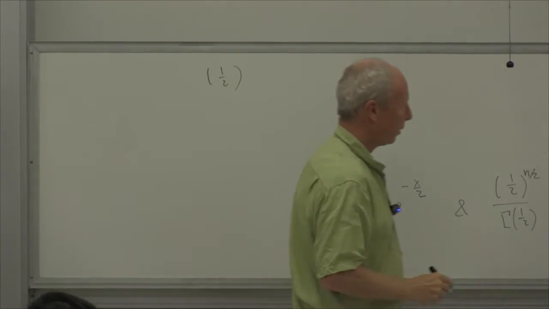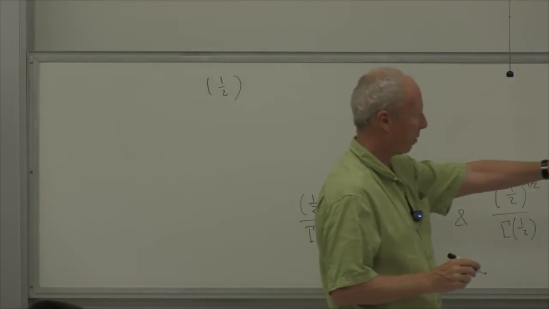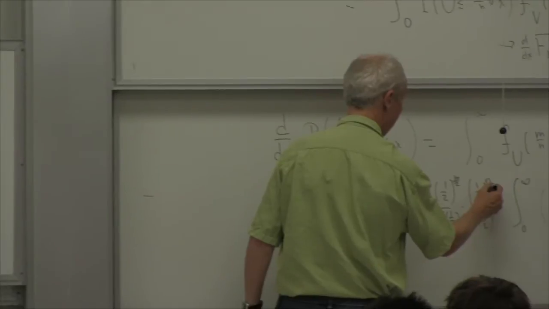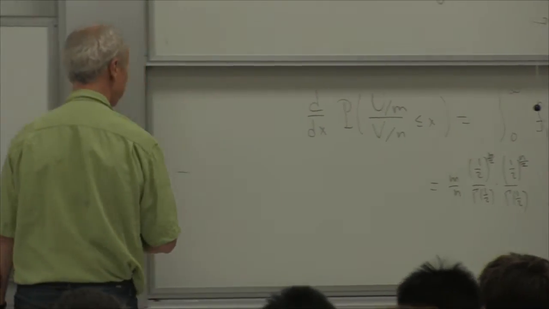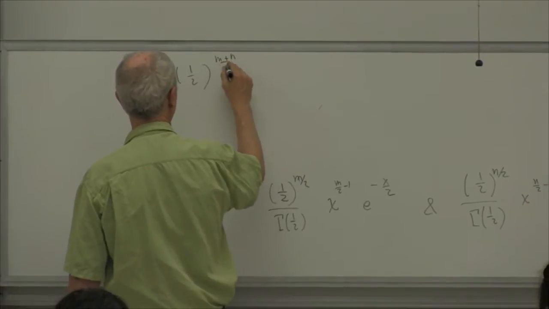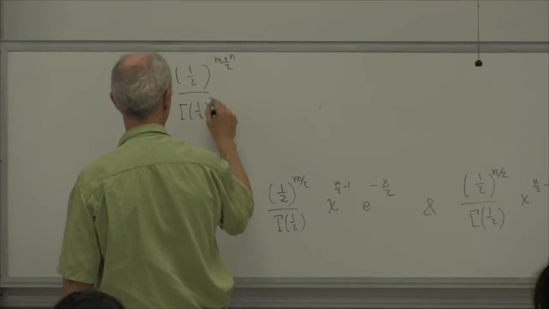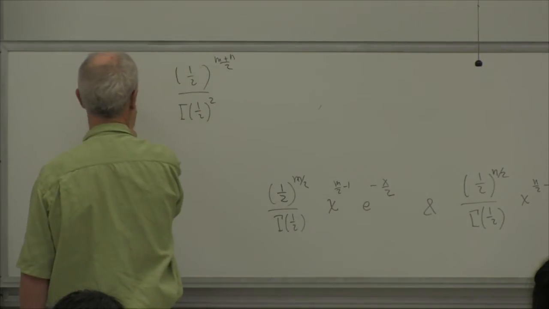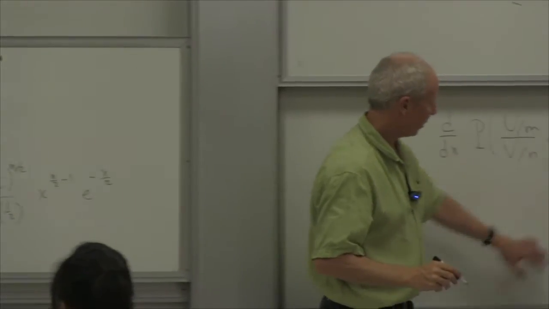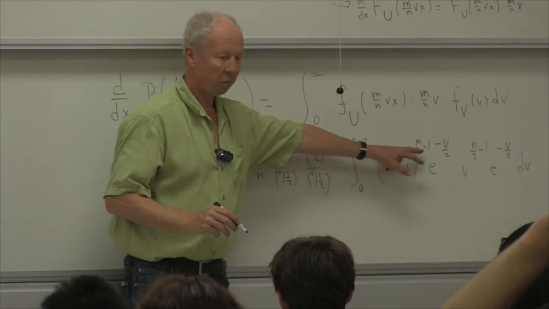Now out in front we have an m over n. Well, let's see. Let's take care of the halves first. We have a half to the, whoops, I forgot n over 2 here. We have a half to the m plus n over 2. We have a gamma of 1/2 squared. Here's an m over n, but we also have an m over n to the m over 2 minus 1.